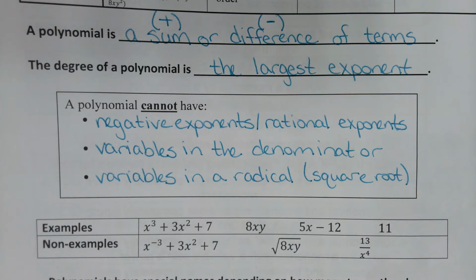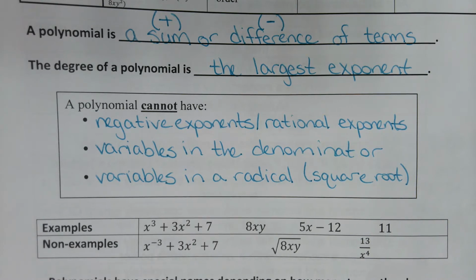It can't have variables in the denominator. It can't have variables in a radical or a square root symbol as well. So I have a couple of examples for what a polynomial could look like listed, and then I have some examples for what a polynomial does not look like.